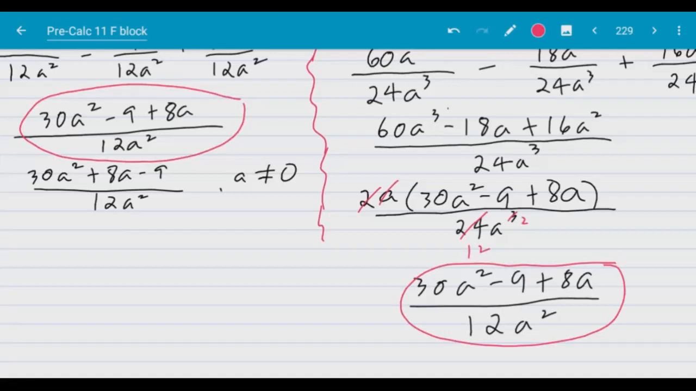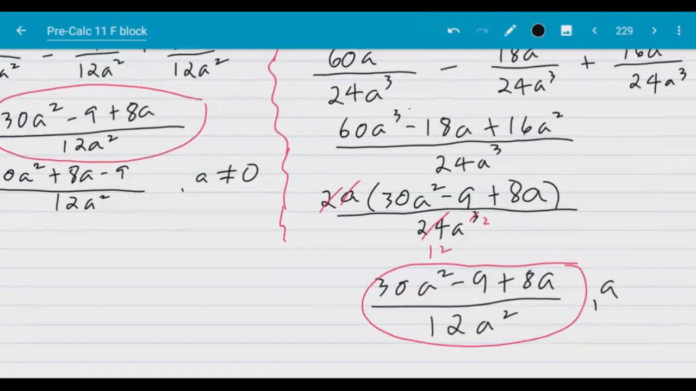So again, to finish this off, the non-permissible value obviously is A is not equal to 0. So that's it for me for this one.